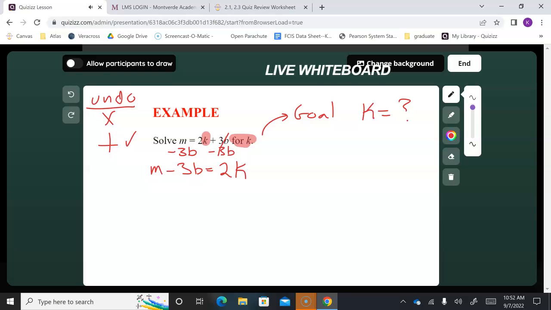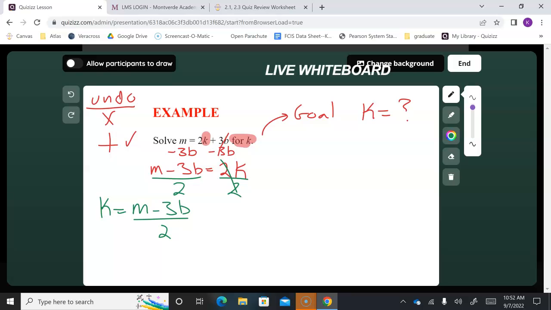Alright? Now, how do I undo my multiplication? Divide by 2. So I'm going to divide everything by 2. Okay? Now, two ways we can do it. I can do two big giant fraction bars. Okay? And then I get k equals m minus 3b over 2. That's one way. Okay? Divide the whole thing.